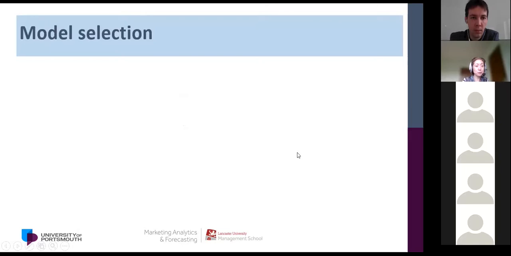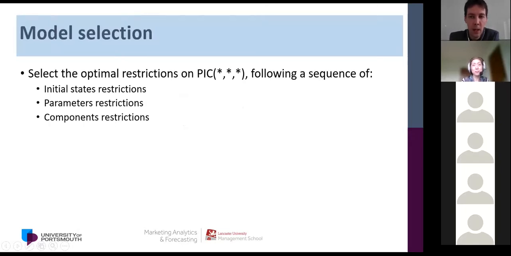Okay, so moving on to model selection. So I've shown that with the empirical analysis, we did a univariate ETS model selection with the VETS part. But in terms of selecting the optimal restrictions on the PIC taxonomy, with trial and error and also insights coming from our simulation runs, it seemed that it was the most efficient to start with selecting initial states restrictions, followed by parameters and then components.